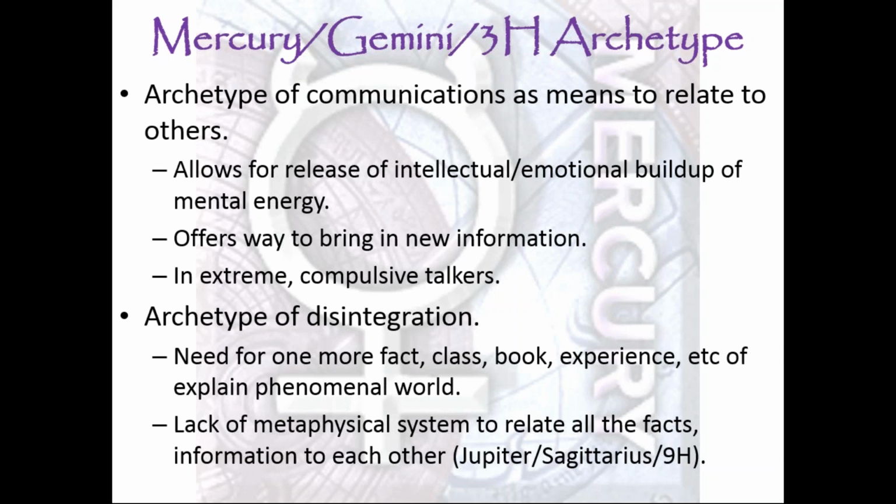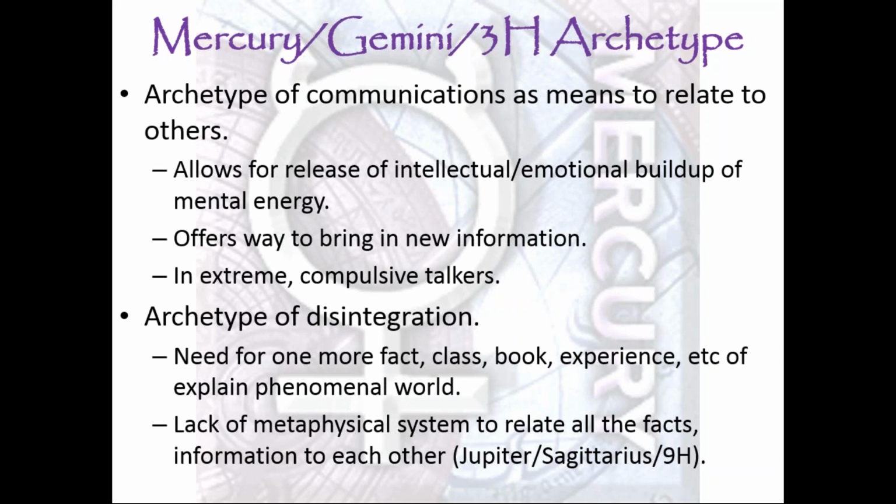Of course, communications also offer ways to bring in new information. And when somebody has a lot of Mercury aspects, a lot of planets in Gemini or the third house, they can get to the extremes of where they talk without ever stopping to take a breath. The compulsive talker. This is also the archetype of disintegration. When we are trying to have 1 + 1 = 2, and we want to feel secure through knowing our physical environment, it can lead to one more piece of information, one more class, one more experience, one more communication with the partner to explain our world and feel secure.